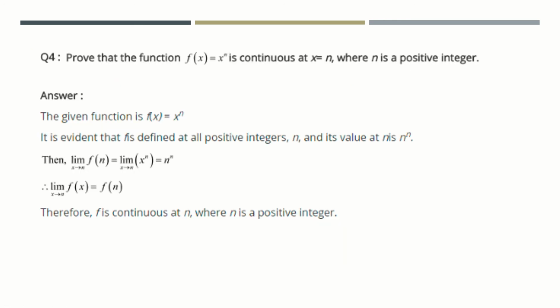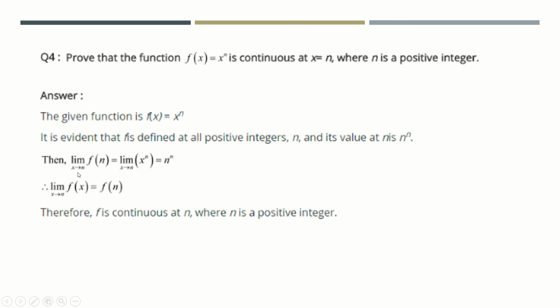The next question is, prove that the function f of x is equal to x power n is continuous at x is equal to n, where n is a positive integer. We have to prove that the function is continuous at x is equal to n. So it is evident that f is defined at all the positive integers n and its value is n power n. If you substitute at the point n, f of n will be equal to n power n.